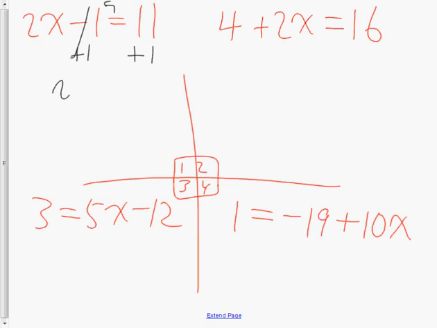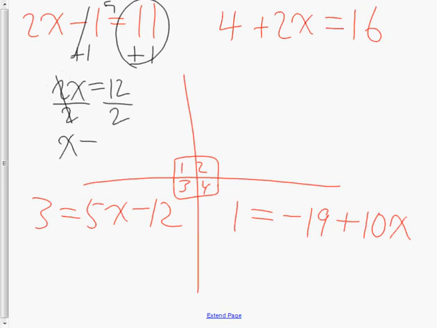When I do that, I'll have my 2x left on that side. And over here, I'll have the sum of 11 and 1, which is 12. So what used to be 2x minus 1 equals 11 is now 2x equals 12. Then I'm going to divide both sides by 2, because the opposite of multiplying the x by 2 is dividing by 2. So those are opposite operations. And I'm going to divide both sides by 2.